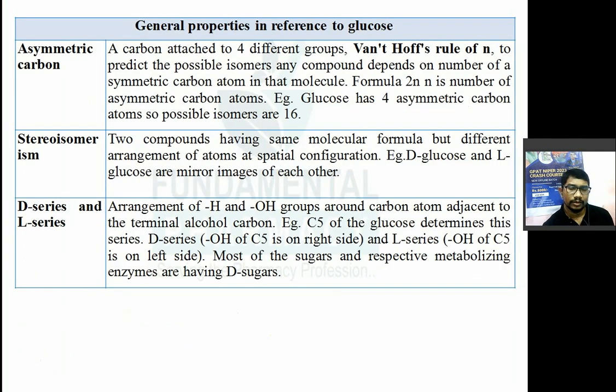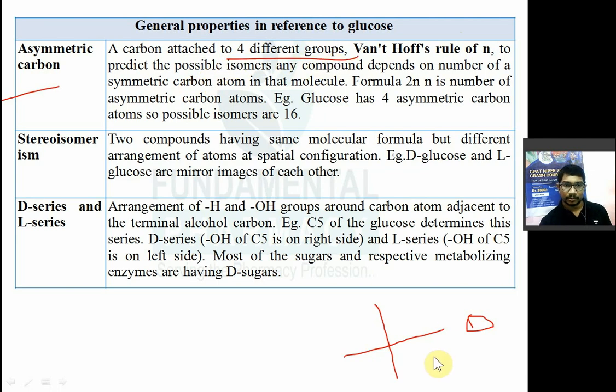General properties of monosaccharides. What general properties should a monosaccharide have? What is the property of a sugar? The first general property is the asymmetric carbon atom. A carbon atom which is attached to 4 different groups is known as an asymmetric carbon atom.